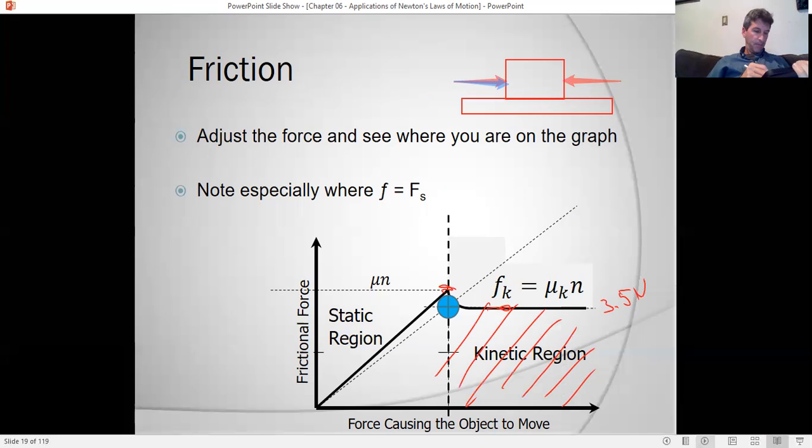Again, this blue circle represents mechanical equilibrium. It is in motion. It's not static equilibrium, but it's mechanical equilibrium. It's moving, but the net force is 0.